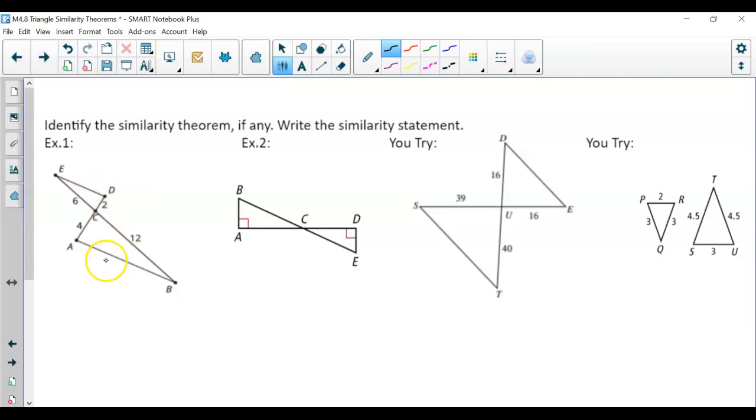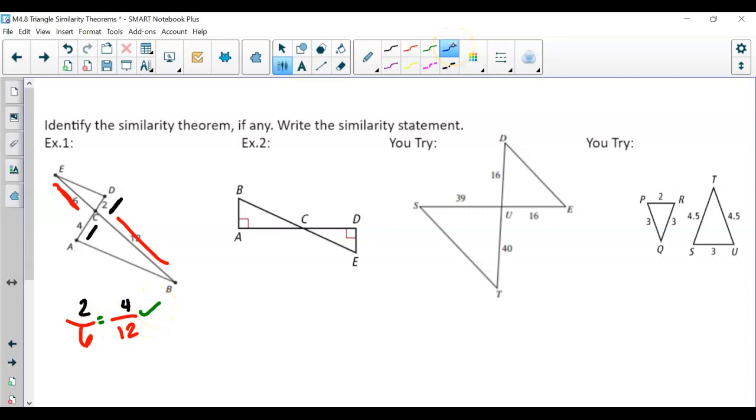Now notice this has been rotated, so CD is corresponding to CA. So we are going from 2 to 4. Notice 2 times 2 is 4, and then 6 is corresponding to 12. So do we have proportional sides? Yes, we have proportional sides. And if you also check, if you cross multiply, you get 24 is equal to 24.